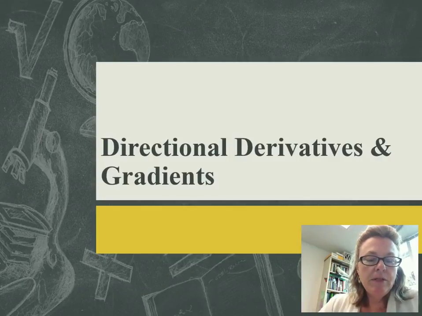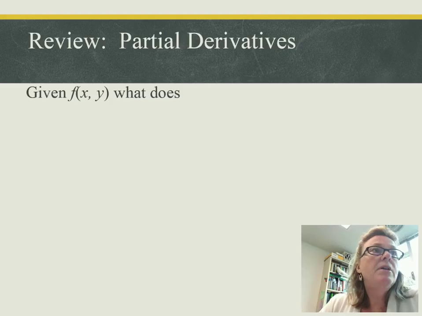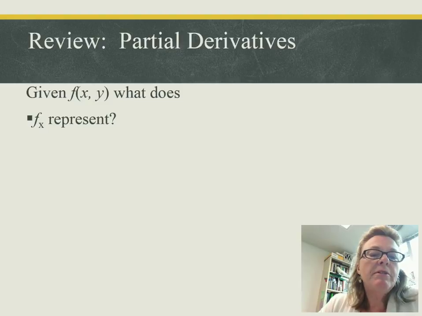So we're getting ready to look at directional derivatives and gradients. As part of that discussion, we want to start by first thinking about what a partial derivative represents. If I was given a function f of x and y, what does the partial of f with respect to x represent? We've discussed that that is the slope of the graph in the direction of the x-coordinate, or the slope of the graph parallel to the x-axis.